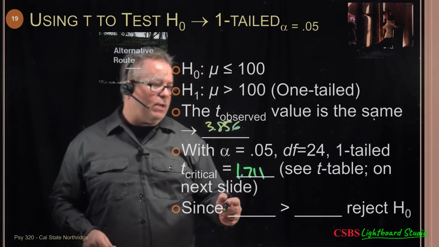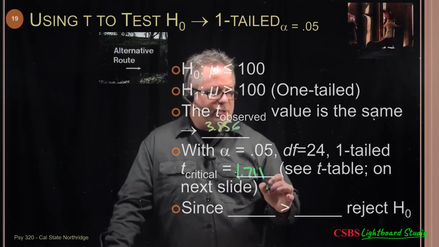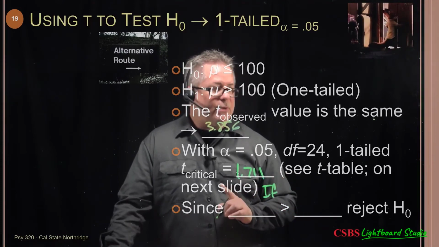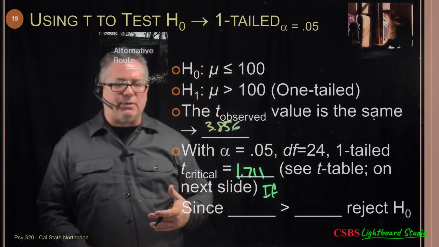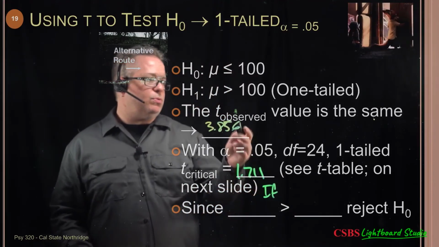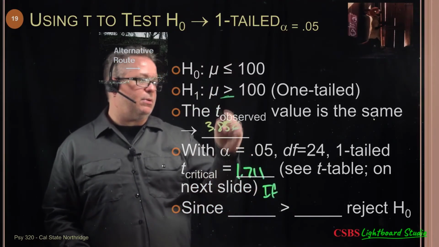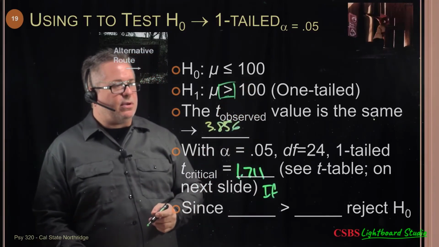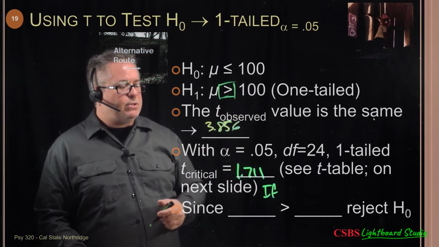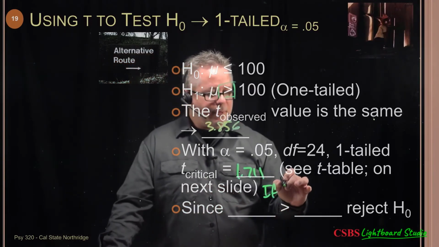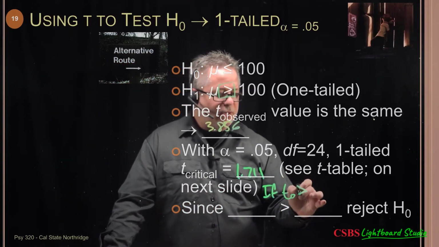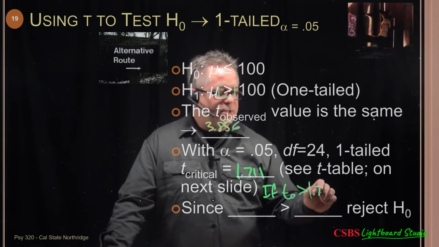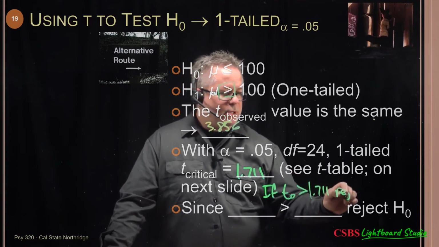And what I should have written here is my decision rule. It matters here because this is a one-tailed test. Your decision rule should match your alternative hypothesis. So if my t observed is greater than 1.711, I'm going to reject the null.